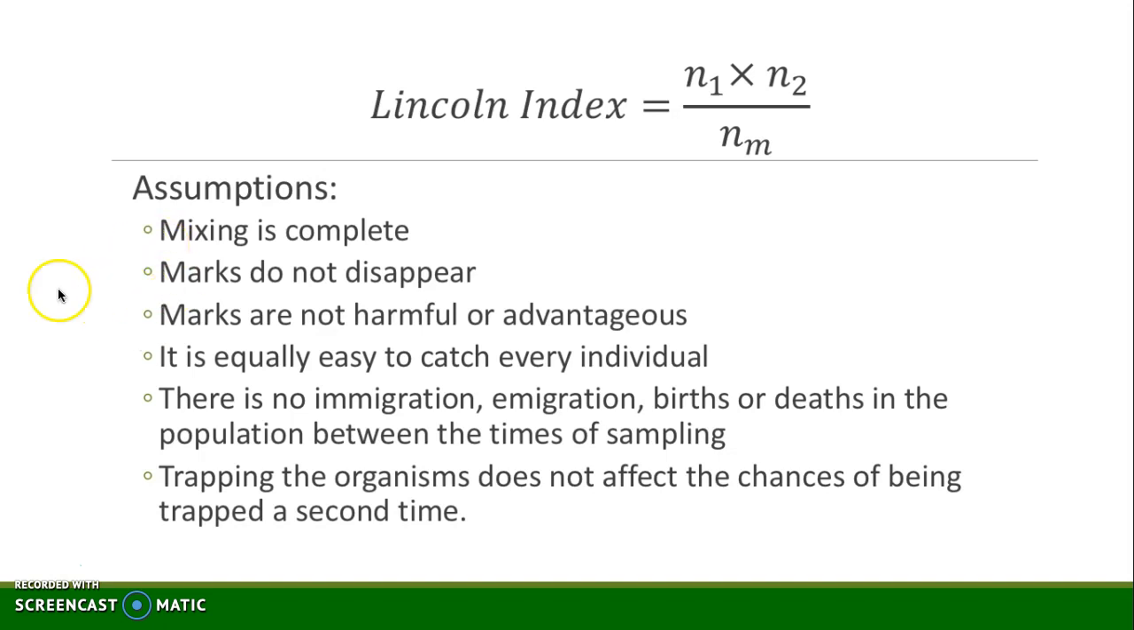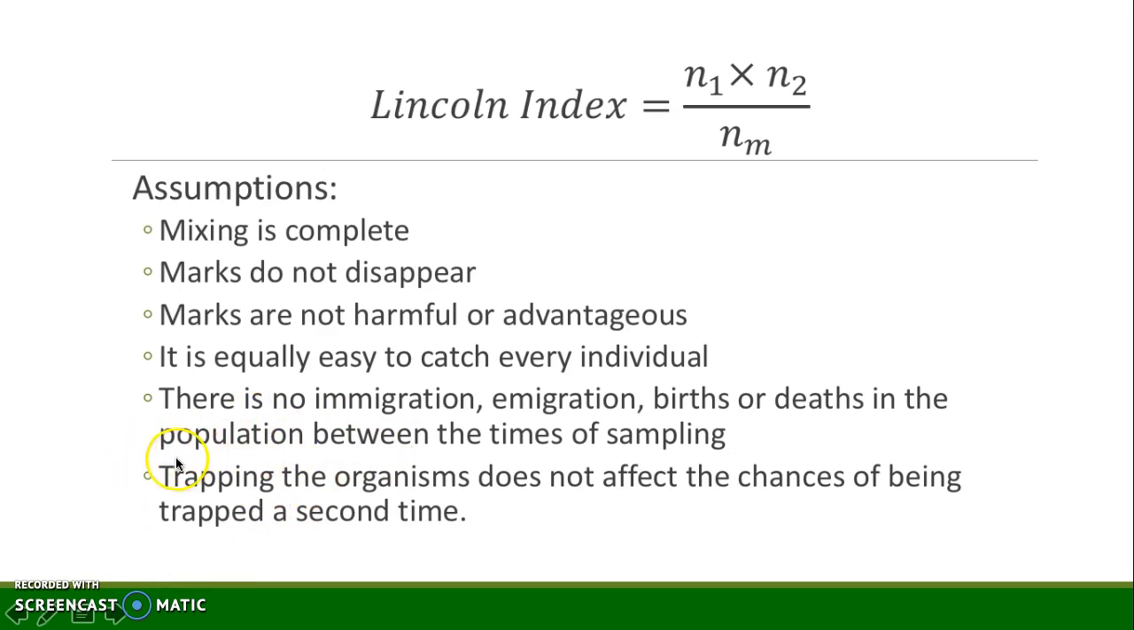Then this one too, I think, is a little bit silly, but it says there's no immigration, emigration, births, or deaths within the population. One way we could try to limit that is by doing the trials in quick succession, so that there's not going to be a lot of change within the population in the area. And then that trapping the organism does not affect their chances of being trapped a second time.